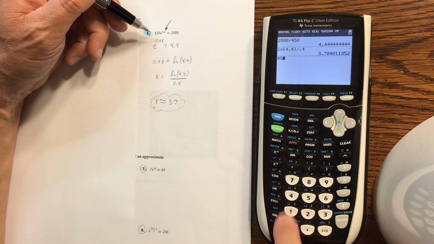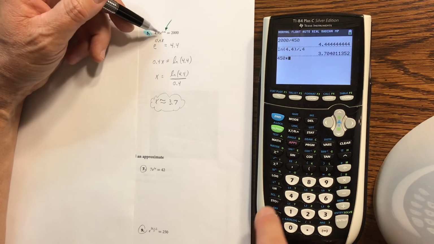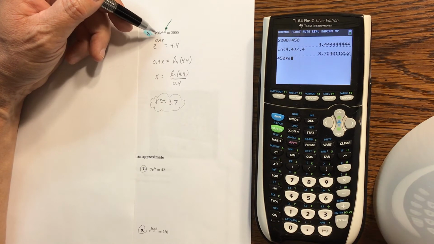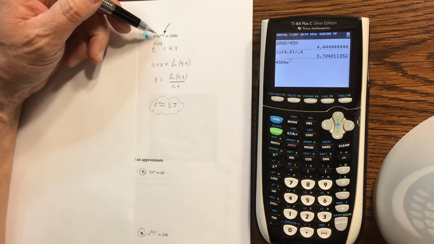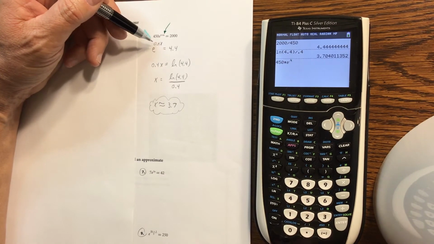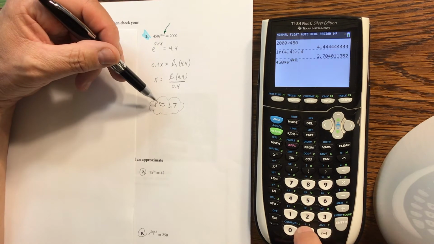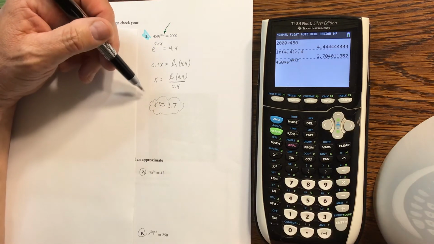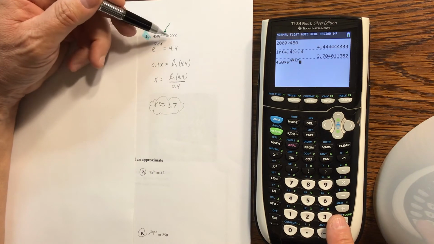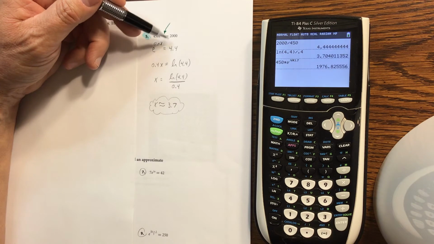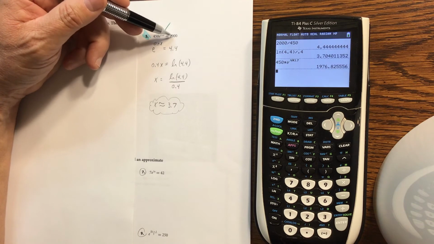So it's 450 multiplied by e. So we have to go second division symbol, raised to 0.4 times, and we said that x is 3.7, so we'll put 3.7 in there, and that's the setup. And if we hit enter, we should get close to 2,000. So if I hit enter, we relatively got close to 2,000.